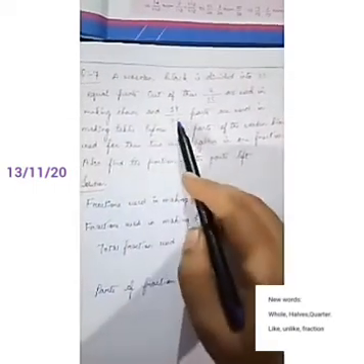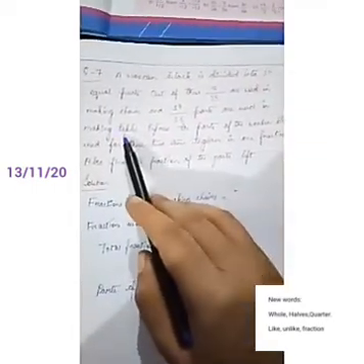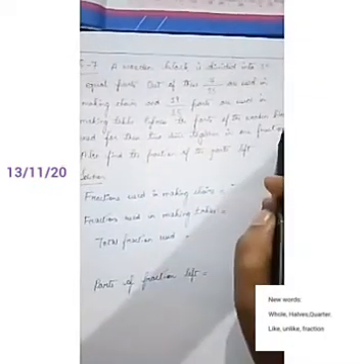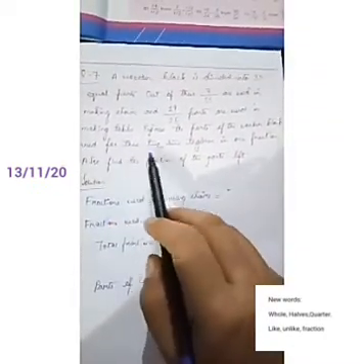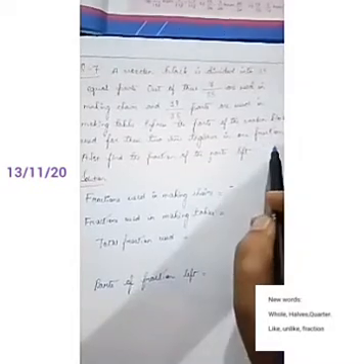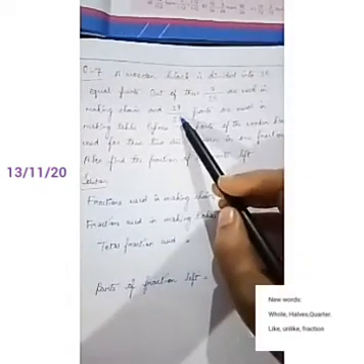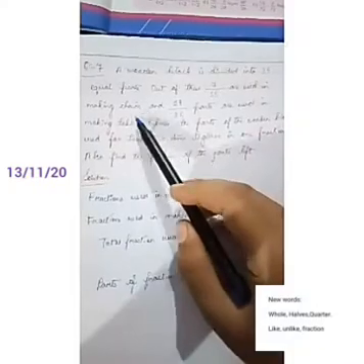Now what is given in question number 7? A wooden block is divided into 35 equal parts. Out of this, 7 by 35 are used in making chairs, 19 by 35 are used in making tables. Express the part of the wooden block used for these two items together in one fraction. So the wooden block is divided into how many equal parts? 35. Out of 35, 7 by 35 and 19 by 35 are used for making chairs and tables.